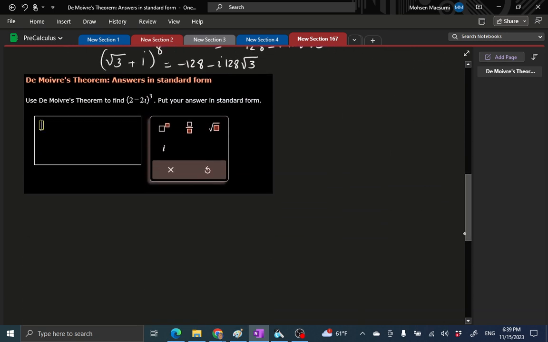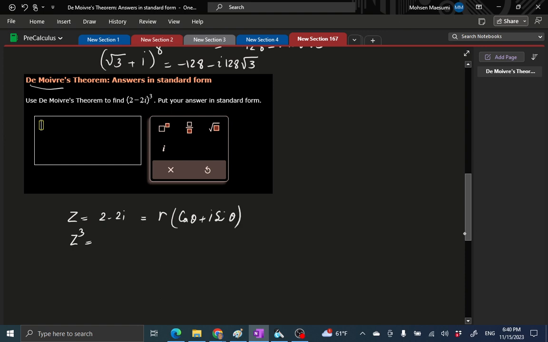z is equal to 2 minus 2i. We want to figure out what z cubed is. Now, cubing is not that bad. We can actually sit down and do this by hand, meaning multiply this by itself 3 times. Perhaps we come back and do it as an exercise. But first, let's do it this way. It says apply this theorem as opposed to just multiplying. So r times cosine of theta plus i sine theta.